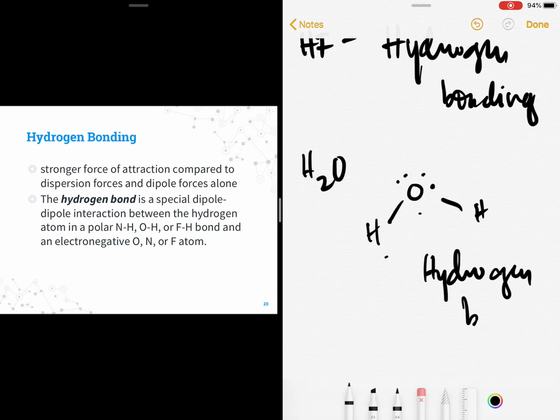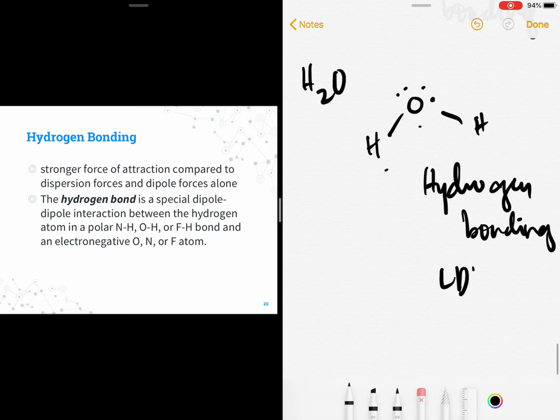Pero may iba pa. May iba pang type of force. Of course, automatic, may London dispersion forces siya. Bakit? Kasi nga lahat ng molecules may London dispersion forces. The question is, meron ba siyang dipole-dipole forces? Yes or no? Tingnan mo ngayon kung meron siyang dipole moment.